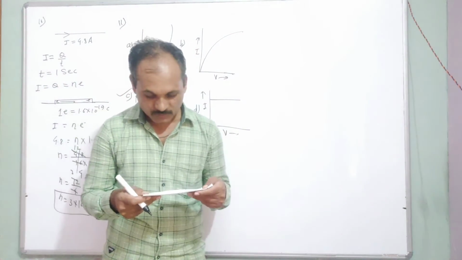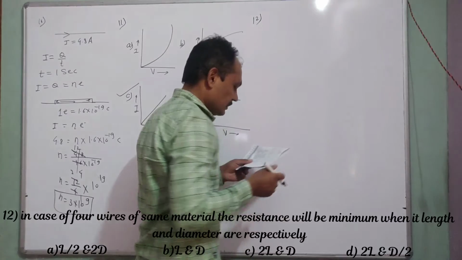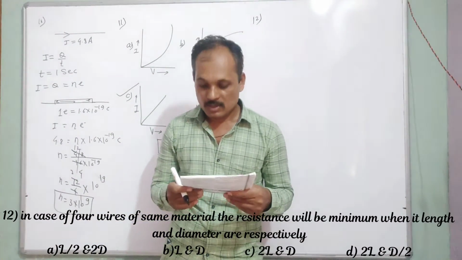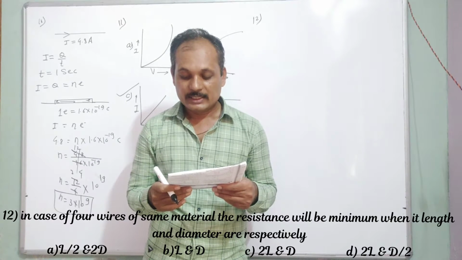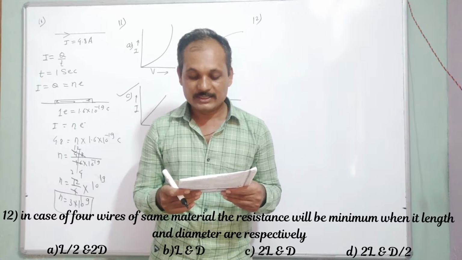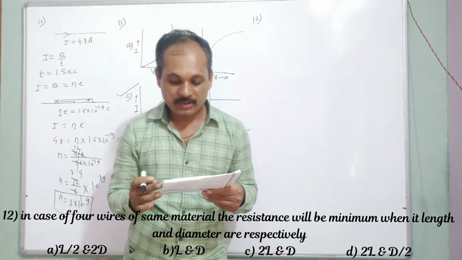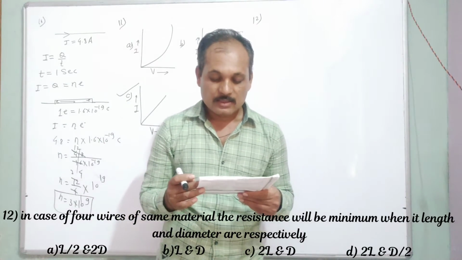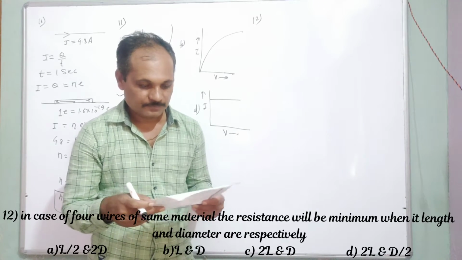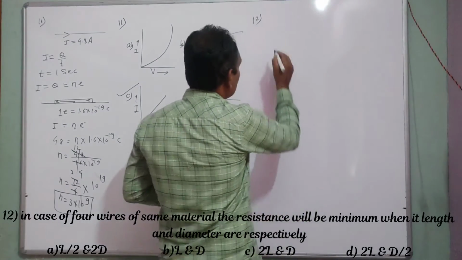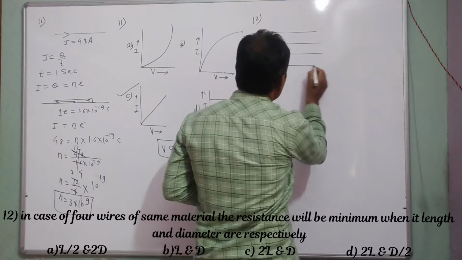Question number 12. In the case of four wires of the same material, the resistance will be minimum when their length and diameter are, respectively... Now, four wires: first wire, second wire, third wire, and fourth wire.